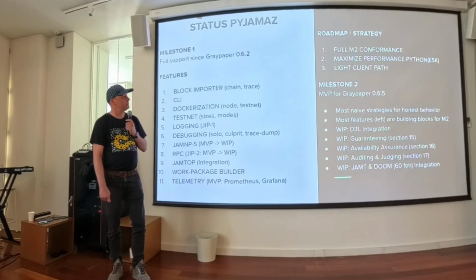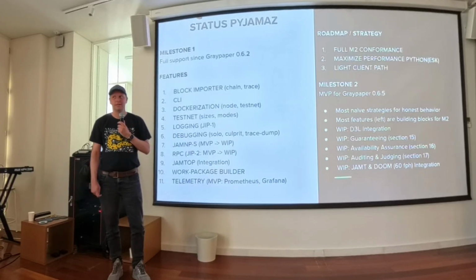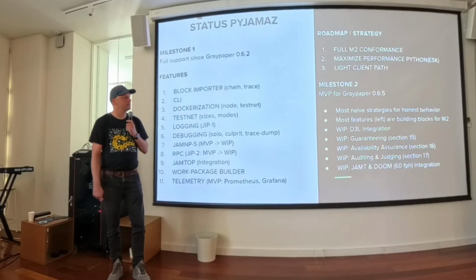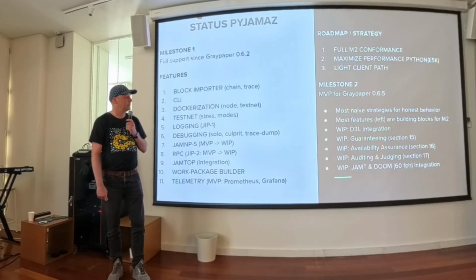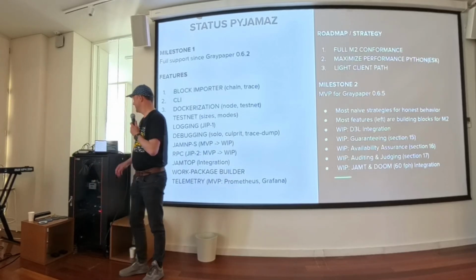As for milestone 2, we have an MVP for 0.6.5, so we can import work packages, execute them, and have them accumulated, but it's really with naive strategies for honest behavior, and it will take some time to wrap that up. So all these features, sections 15 through 17, are work in progress, and we hope to get a long way in the next 2 months.